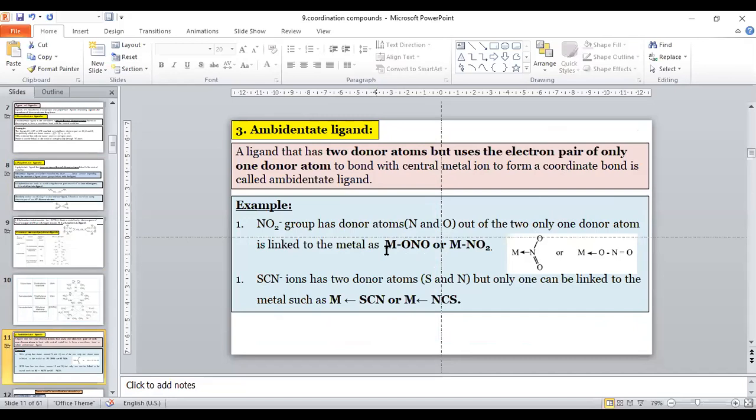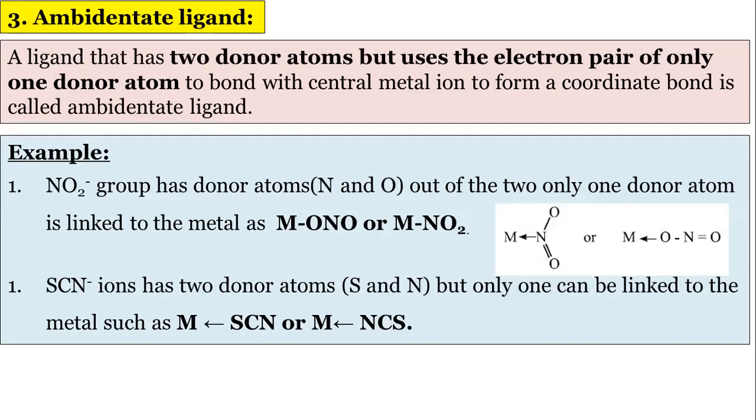Once again I'm explaining, because this is asked many times in the board exam: the ambidentate ligand. This ligand has two donor groups. See here, this bonding is shown as a metal and oxygen bond, which means the oxygen uses its lone pair to form the bond with the metal. Also the nitrogen can donate its lone pair and this bond is formed. So the bond may be M-ONO or M-NO2. The same is shown here in this diagram.